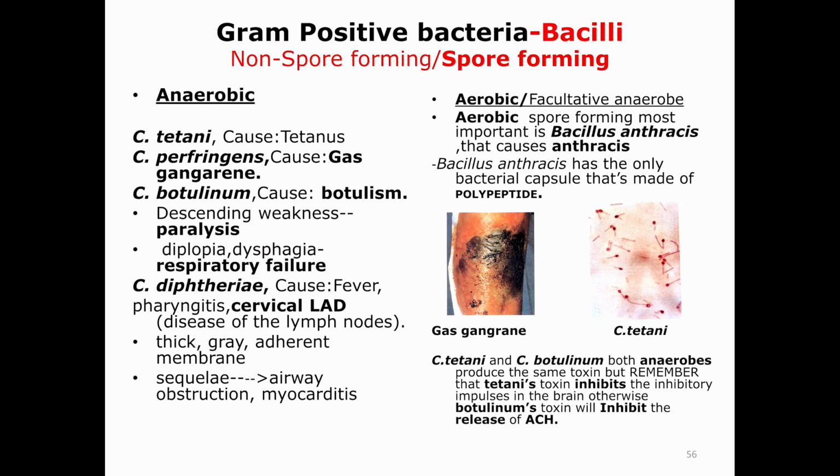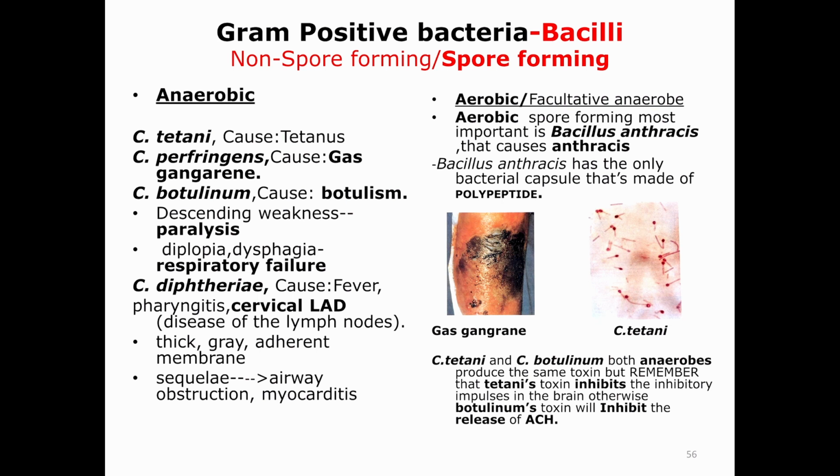Now we have the anaerobic bacilli. Then we have the aerobic or the facultative anaerobic. When we pick the gram-positive bacteria which are anaerobic, we have Clostridium tetani, which causes tetanus. We have Clostridium perfringens, which causes gas gangrene. Then Clostridium botulinum, which causes botulism. And this is characterized by descending weakness, paralysis, diplopia, dysphagia, and also respiratory failure in such patients.